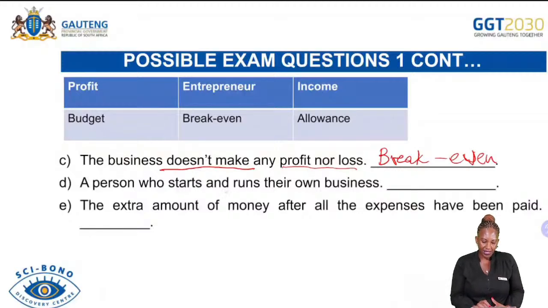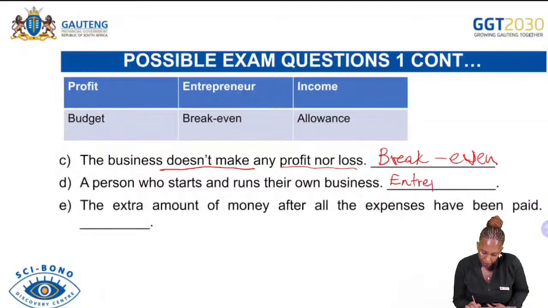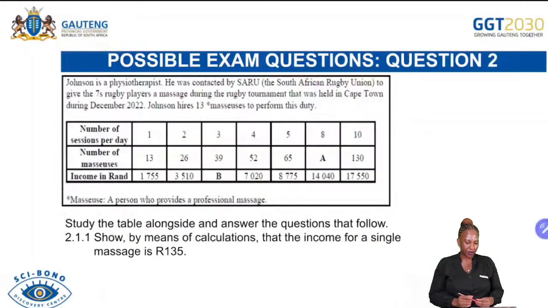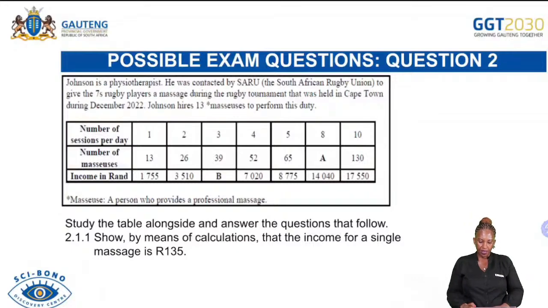And then a person who starts and runs their own business, we say they are the entrepreneur. They are the entrepreneur. And then the extra amount of money after all the expenses have been paid, we say it is a profit, because everything has been paid off. So whatever I'm left with will be a profit. And then allowance is the amount of money that you'll be getting from your family.